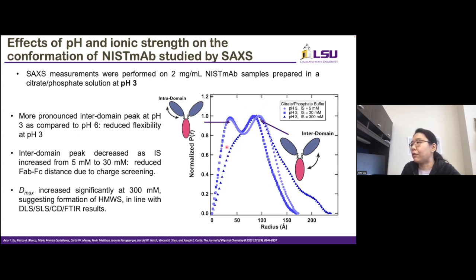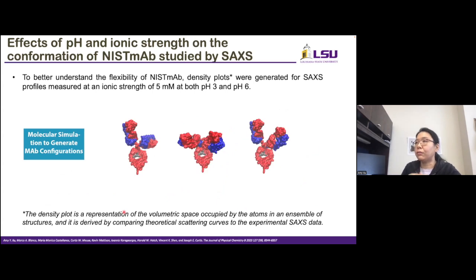However, as the ionic strength increased to 300 millimolar, the intradomain peak disappeared. And then we can see that the Dmax significantly increased, suggesting the formation of high molecular weight species, which is in line with the results we have collected from light scattering, as well as the CD and FTIR results. All right, so that's what we have learned from the PR distribution analysis.